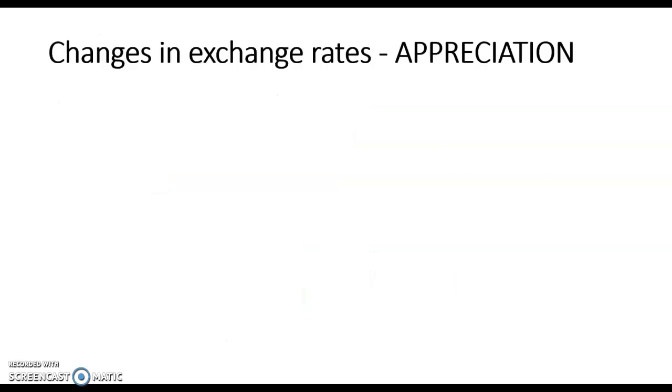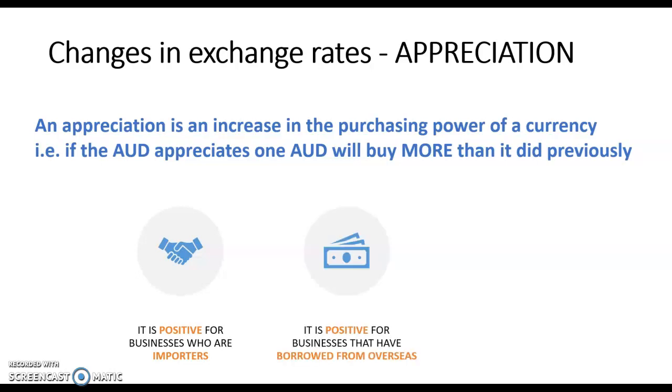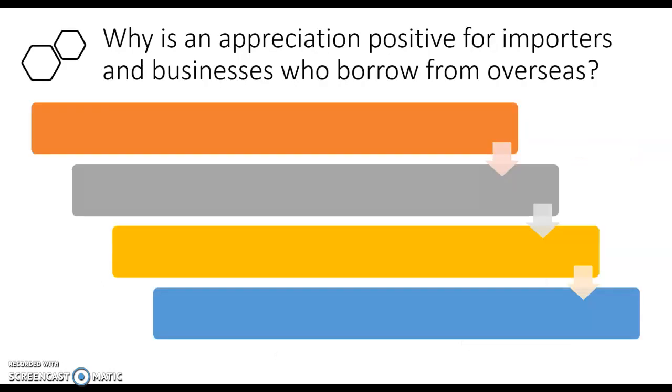Let's start by having a look at appreciations. So simply put, an appreciation is an increase in the purchasing power of a currency. So if the Australian dollar appreciates, one Australian dollar will buy more of the foreign currency than it did previously. Now this is positive for businesses who are importers, along with businesses that have borrowed from overseas. But an appreciation is actually going to be negative for businesses who are exporters. So let's have a look at the reasons as to why.